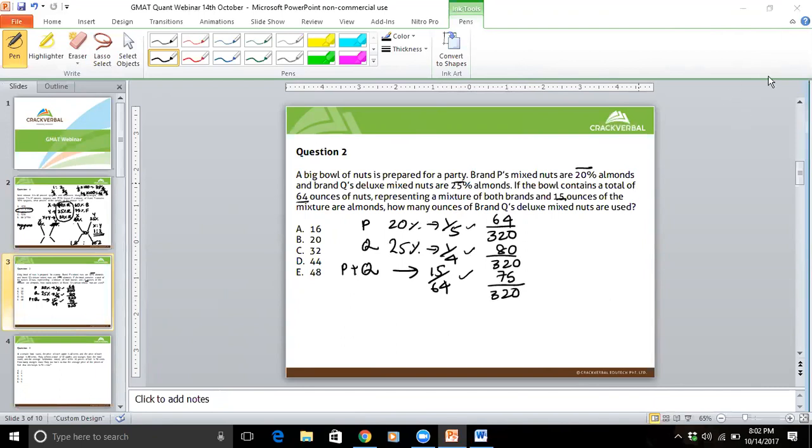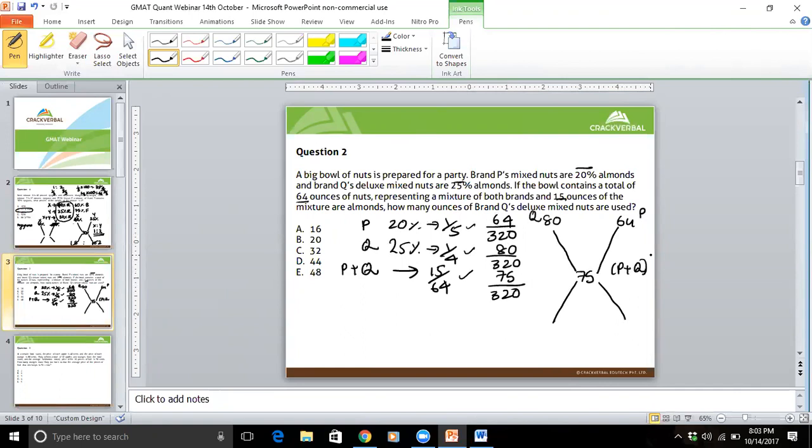So this would be an easier approach to work, because now that I've kept the base the same, all I have to do is use the mixture diagram for the numerators of the fractions. And what are the numerators of the fractions here? They are 80 for Q, 64 for P, and 75 for P plus Q.